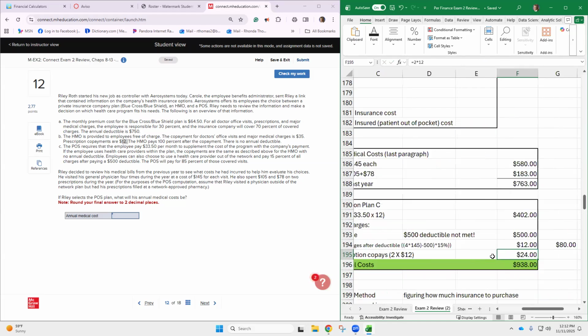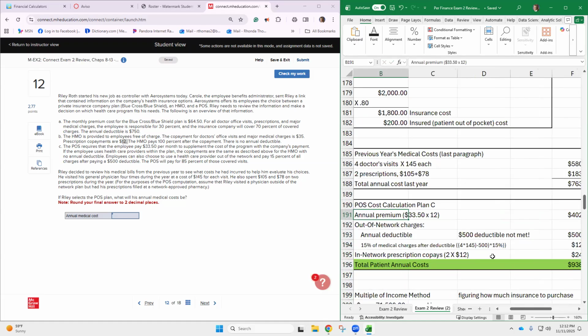So one more time, let me make sure I'm doing this right. The annual premium for this plan to be in place should be the premium amount per month times 12. That's our first cost. Then our out of network charges are going to create a deductible. My deductible was met. So I'm going to put $500 deductible met.